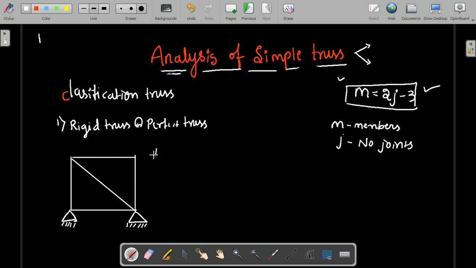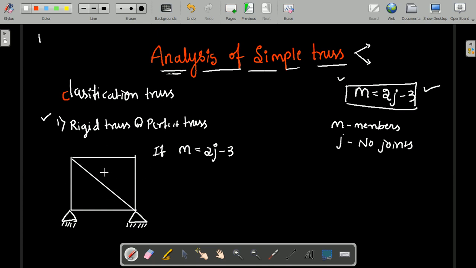So if m is equal to 2j minus 3, if it is satisfied, so means LHS is equal to RHS. So that type of truss we are considering as a rigid truss. So by the definition, what we can say, a rigid truss is one in which the number of members is sufficient to carry the external loads coming on the truss, there should not be any deflection, and the deformation is very small.